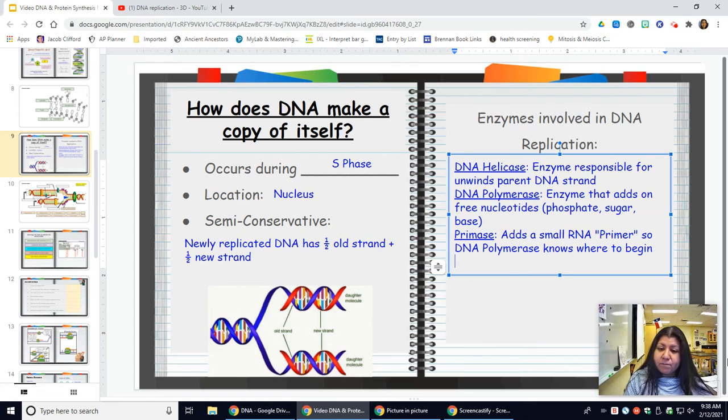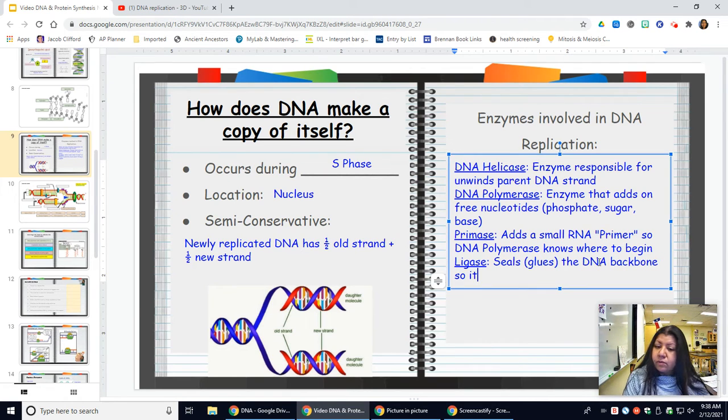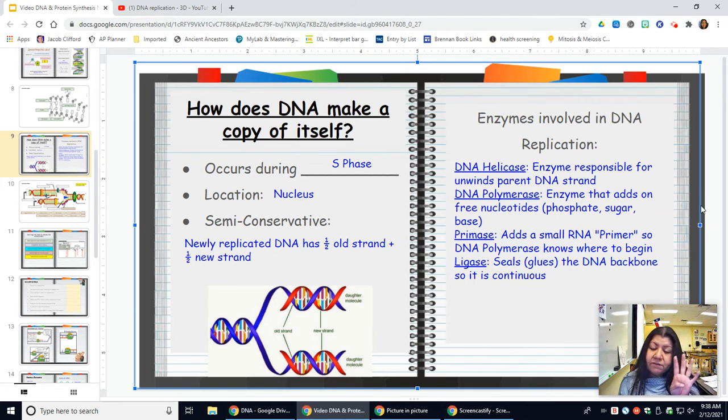All right, so we have primase, and then lastly, we have ligase. Ligase seals our DNA backbone. Okay, seals or glues the DNA backbone so it is continuous. So those are the 4 enzymes that we really need to know about. DNA helicase, which is going to do the unwinding. Polymerase adds on our bases. Primase, you have that small RNA primer that is the starting point, and then ligase seals up everything.